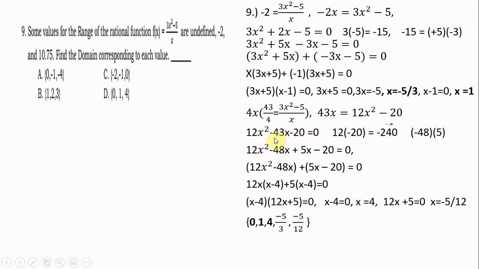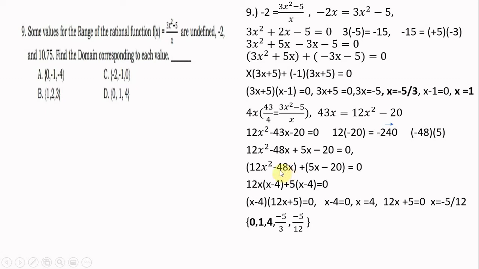So we are to rename negative 43x. So bring down 12x squared. Negative 43x is actually equal to negative 48x plus 5x, minus 20. So this negative 48 plus 5, the answer is negative 43. Now, groupings. Group these two and group these two. Okay, now afterwards find the common monomial factor. So it is 12x. So 12x squared divided by 12x, the answer is x.